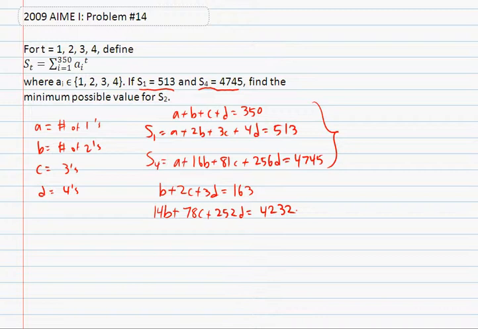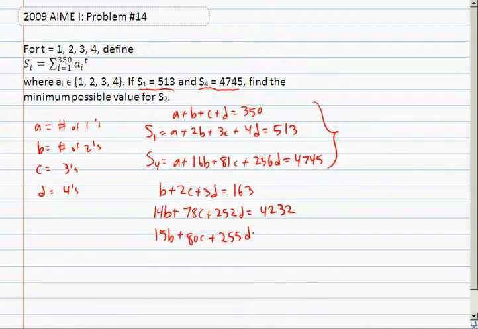And we can also get the equation 15b plus 80c plus 255d equal to 4,395. This is obtainable by subtracting the first equation from the third equation.